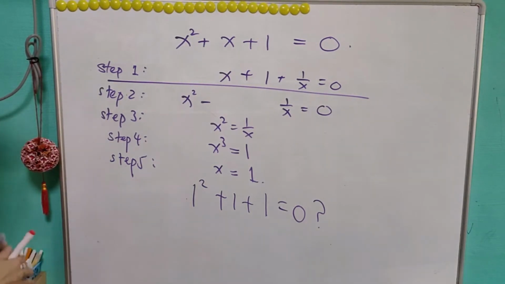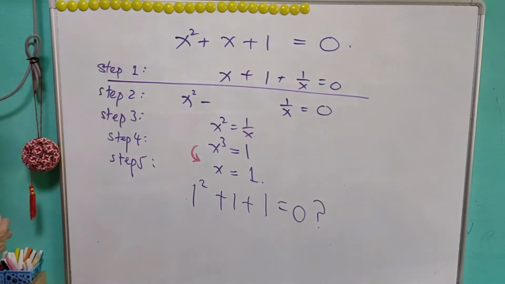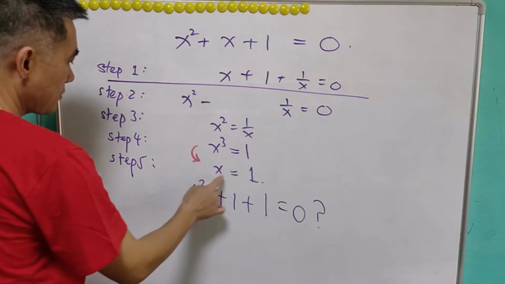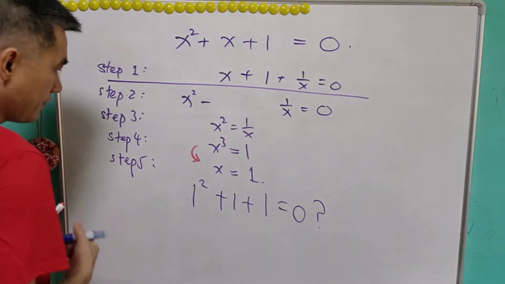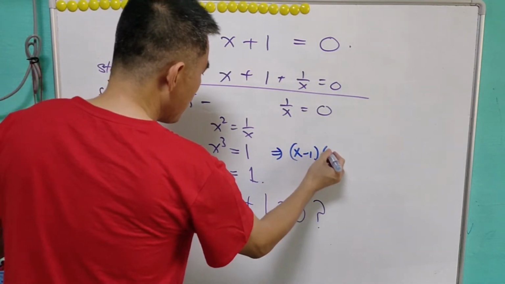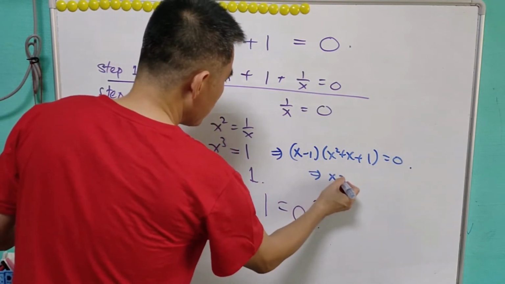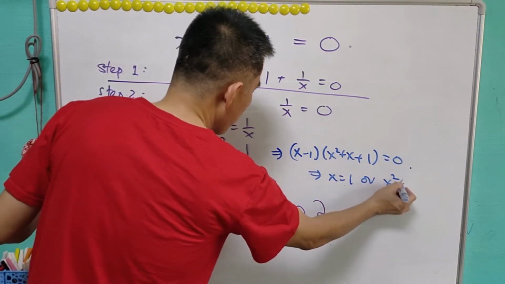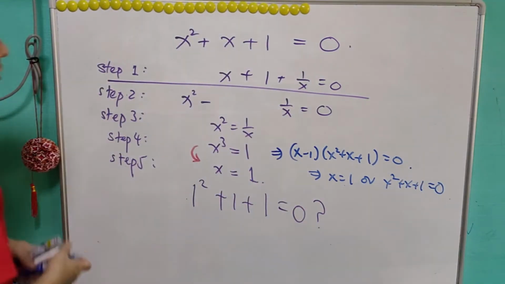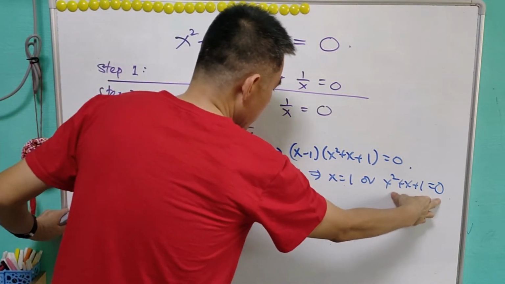After you think it through, I hope that you get the answer that from step 4 to step 5 is not correct. Because x cubed equals 1 doesn't mean that x equals 1. In fact, x cubed equals 1 would imply that x minus 1 times x squared plus x plus 1 equals 0. And this implies that x equals 1 or x squared plus x plus 1 equals 0. So from the original equation, we actually get back this equation.